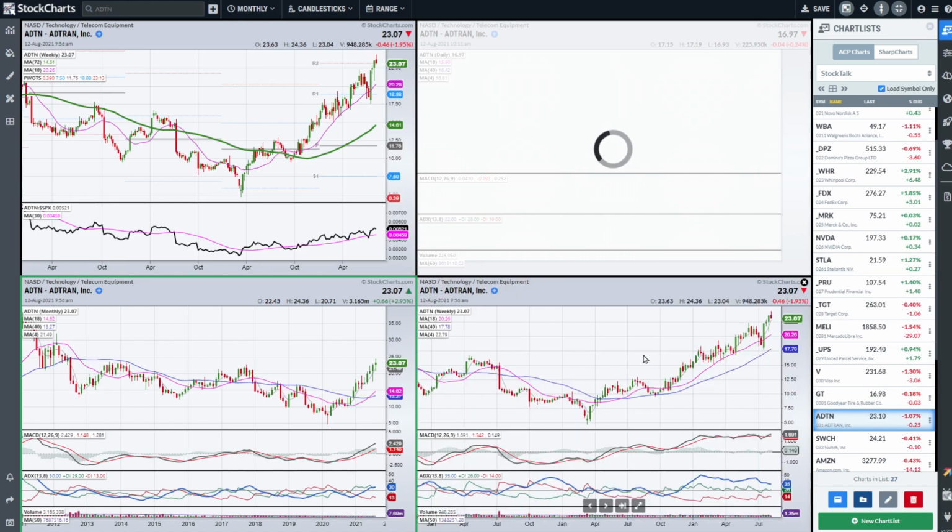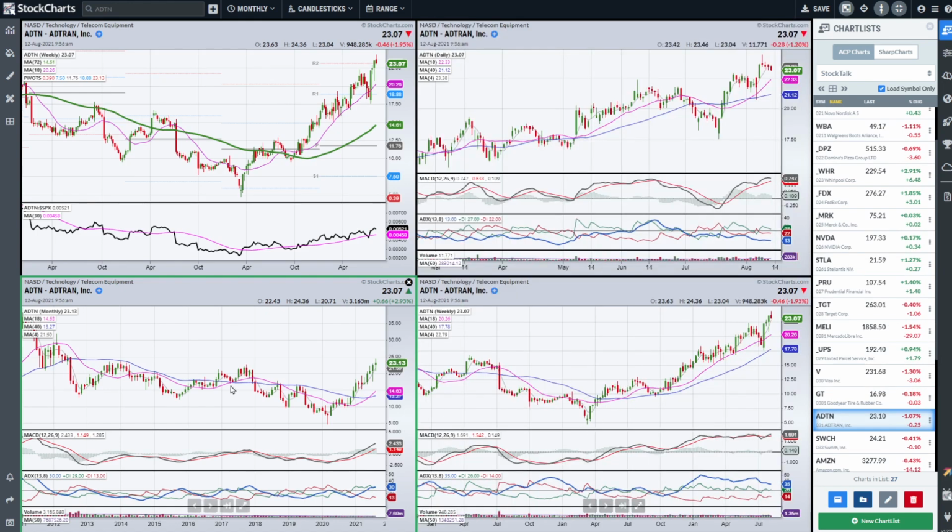ADTN, strong trend in place. Now we've made a pretty big run and it's already gone from 10 to 23. We're trying to exceed these highs, but if you notice, we're getting a little stretched away from the 18-month. I like the condition of the momentum in place. I don't like the fact that we're overbought.